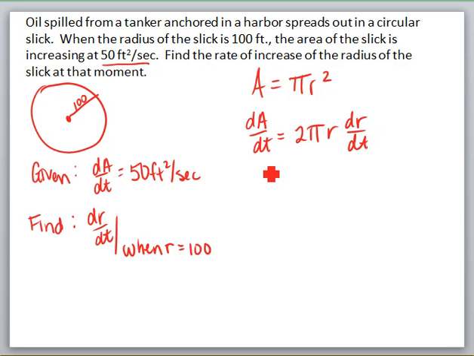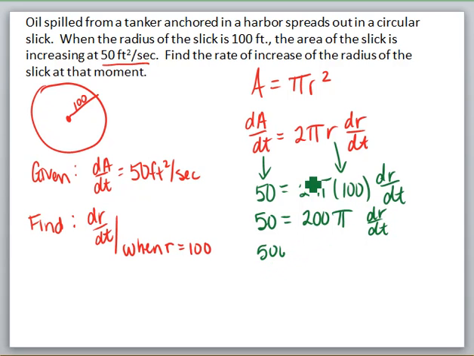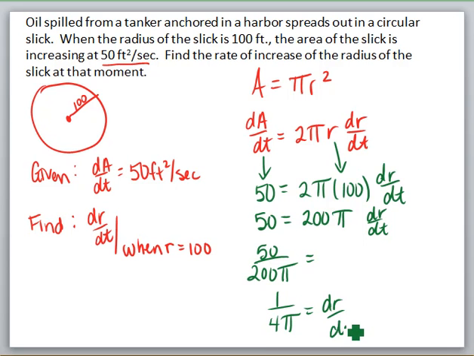Well, when I plug in the known values, one of my known values is dA over dt is 50. I have 2 pi, and I'm plugging in 100 for r. And I have to solve for dr over dt. I end up getting 50 equals 200 pi dr over dt. Divide by 200 pi on both sides. So that gives me 1 over 4 pi as my dr over dt.